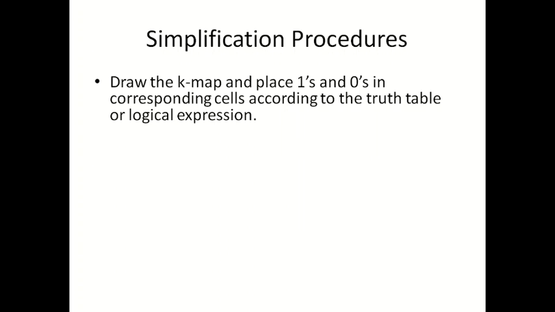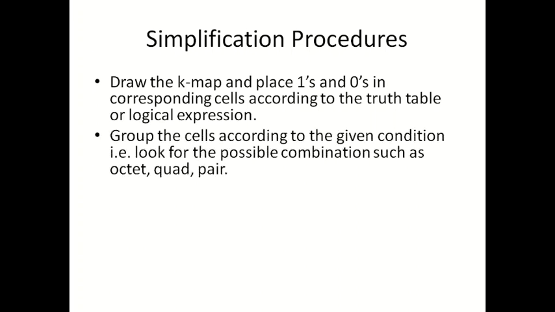Now, when we have to place 1 and when we have to place 0 depends upon the logical expression. If the expression is in SOP form, then we have to place 1 in the map. But if the expression is in POS form, then we have to place 0 in the map. Now group the cells according to the given condition.